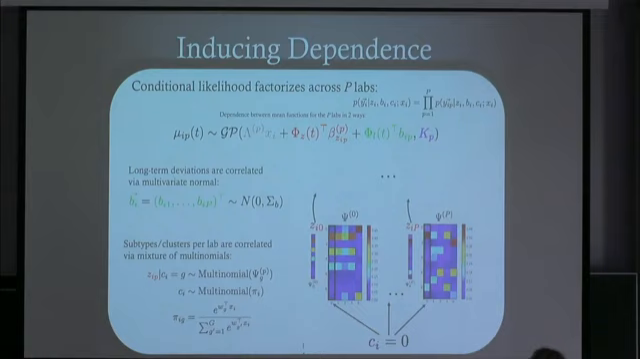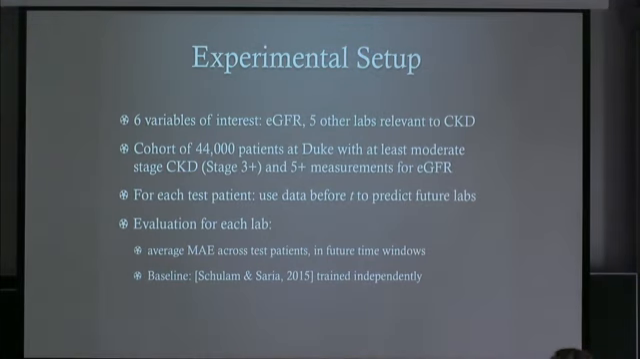So we want to capture some kind of dependence between these different GPs. We can do this in a couple of different ways. We can look at the weights for their individual variation and correlate those using a normal distribution. And we can also say that the subtype they correspond to is correlated across the different labs and across the eGFR longitudinal trend via a mixture of multinomials. We do both of those, and that's the way in which we introduce dependence between the different GPs.